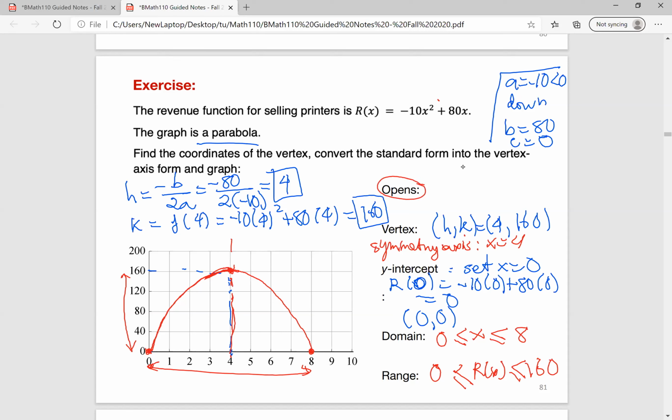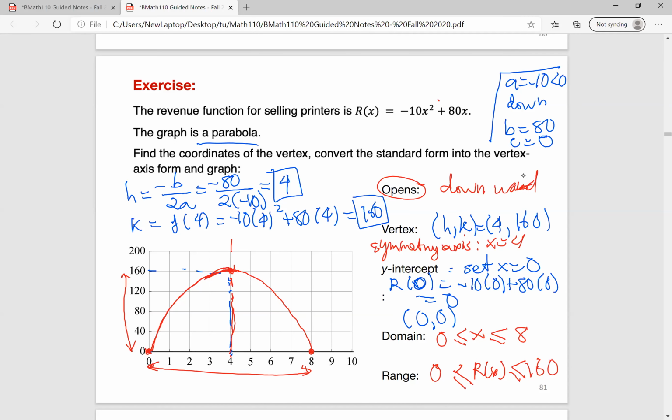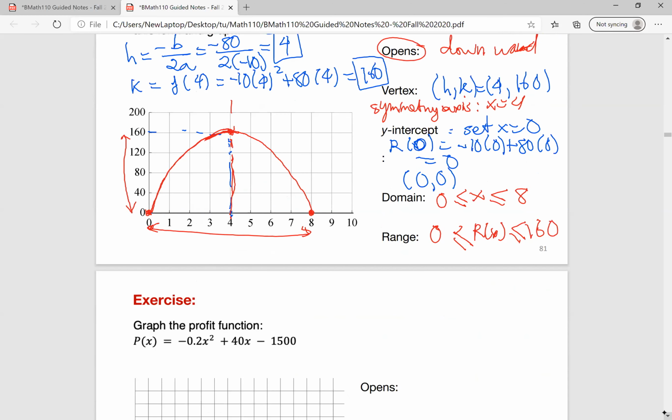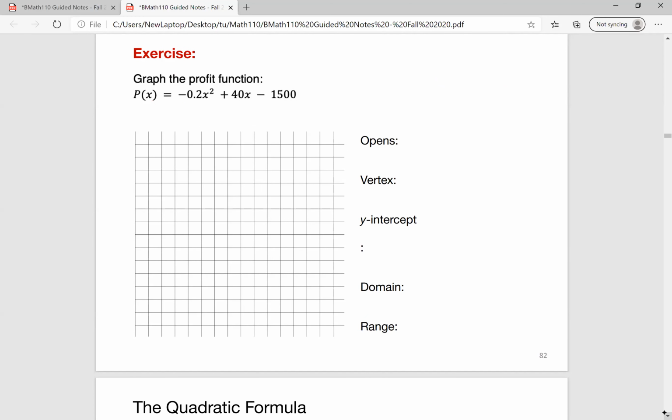Okay. So the only thing in here I don't really care about is they're asking about the opens here. I'm not sure about the question, but I would think it means whether the parabola opens downward or upward. So I'm going to write in here as downward. But I don't really care about this question because I don't want to ask you something like that. All right, so let me go down.